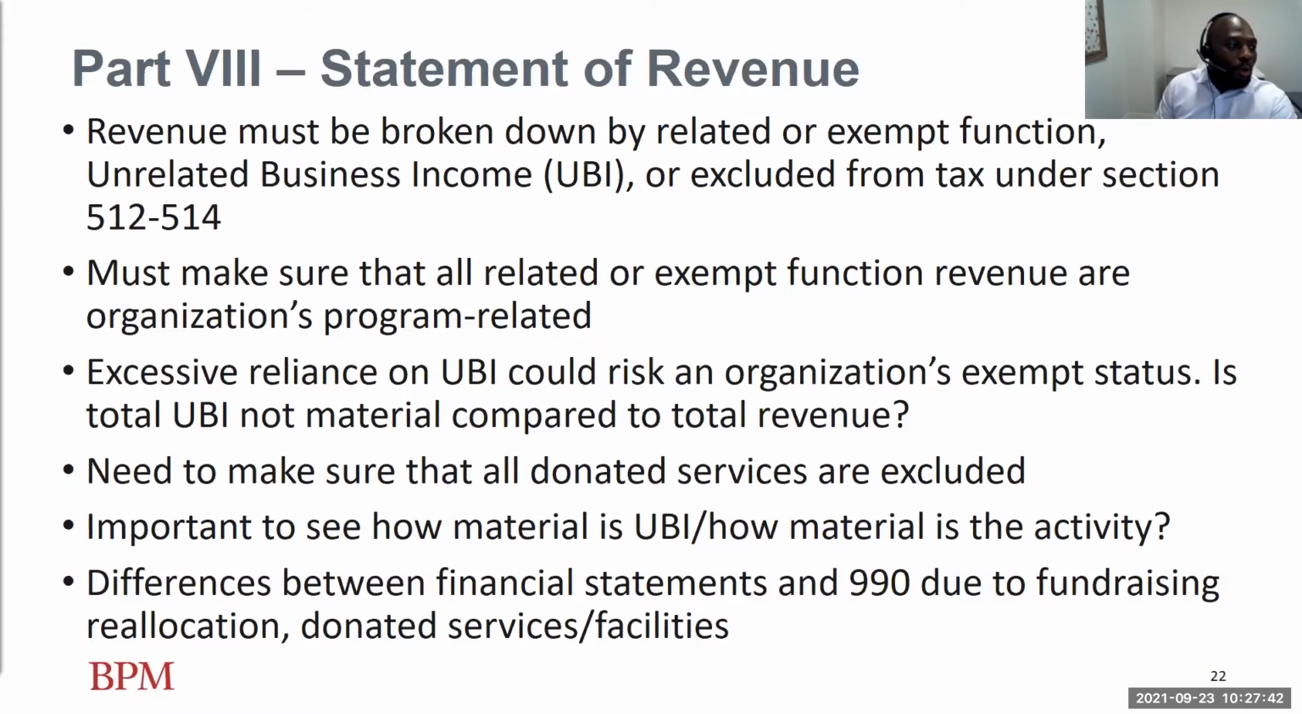Now, if you get into unrelated business income, you want to make sure that those activities are not excessive. Your organization shouldn't rely on unrelated business income, because whatever you have that is unrelated to your organization should be a small portion of your total revenue. And as a reconciling item, donated services are typically excluded from your revenue section, and any differences between your financial statement and 990 are basically caused by your fundraising that's been reallocated from your functional expense to your revenue section. And as I mentioned before, donated services and facilities are excluded from this section as well.